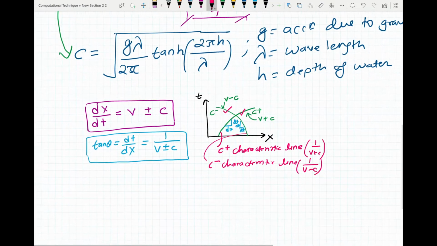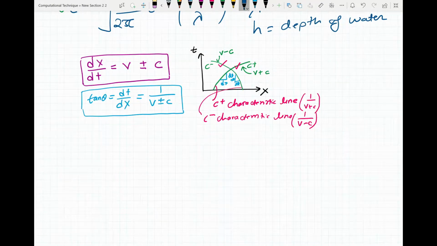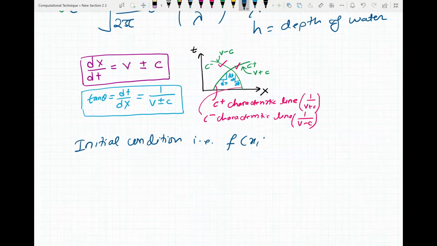To solve using the characteristic lines, you always need an initial condition, that is, your value of the function at t equals 0. Therefore you will need your f0, and you also need your boundary conditions.